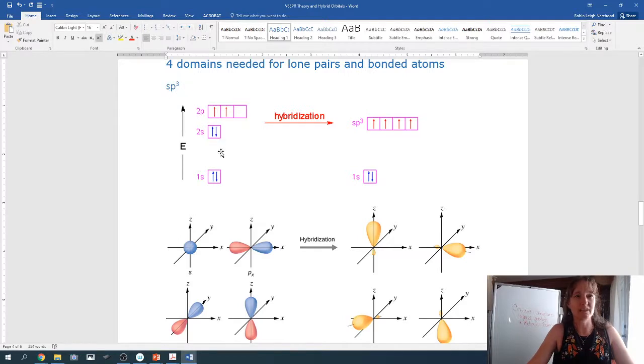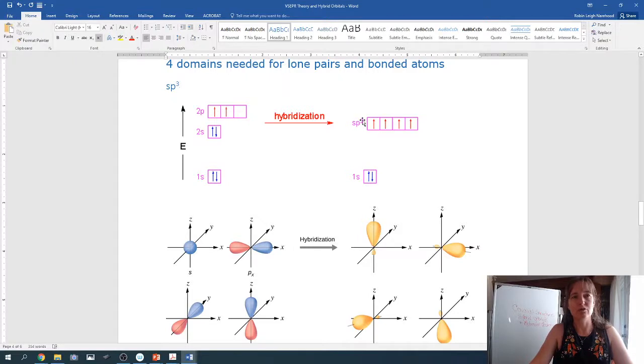And it is created when you take an s orbital and the p orbitals and you use all 4 orbitals. So if you need 4 domains, you need 4 orbitals. So you use the s and then the p. You don't use inner s orbitals. Only the ones in the outermost energy level are the orbitals that can form hybridization orbitals and create covalent bonds.